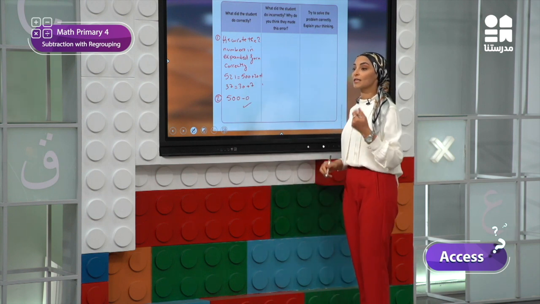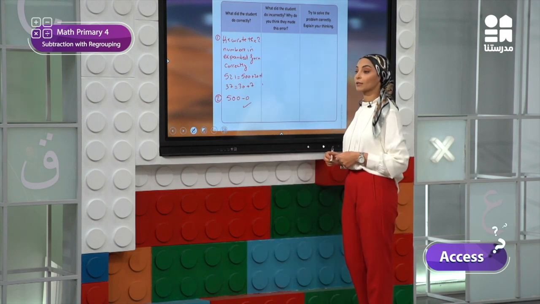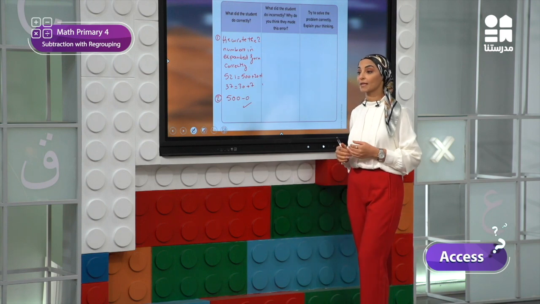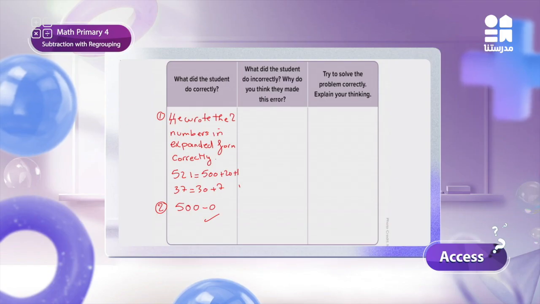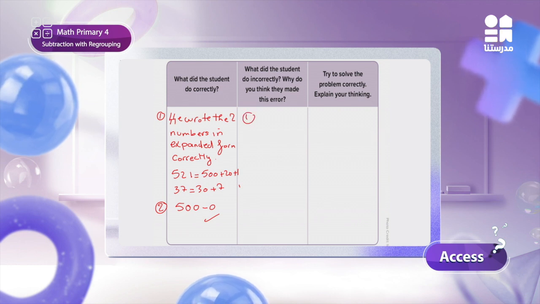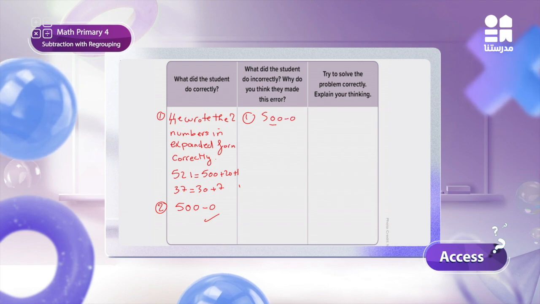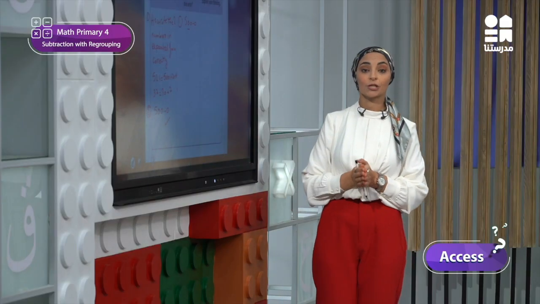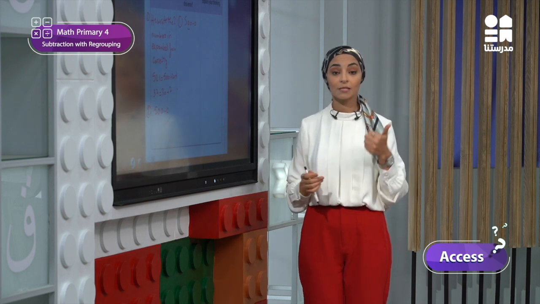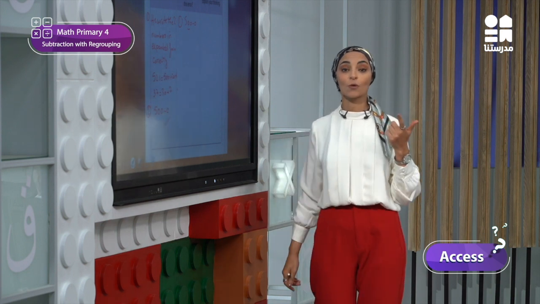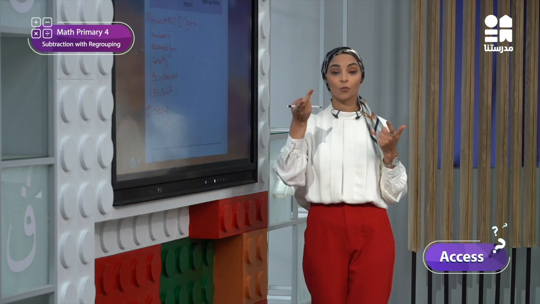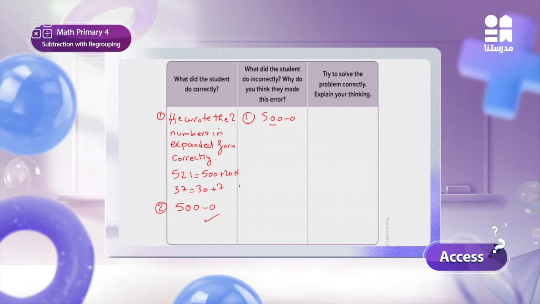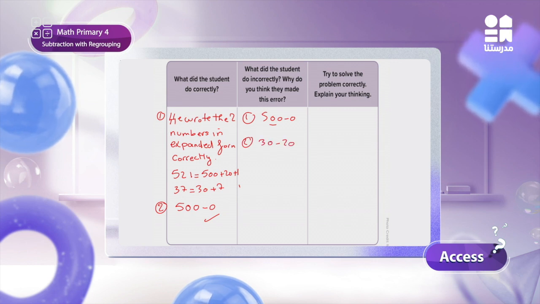Now what did he do incorrectly? What are the things he did wrong? Yes, he made more than one mistake. The first thing he did wrong is that he started from the 100. What did he do? He did 500 minus 0. He started with the 100. But in subtraction we should start with what? With the ones. Right. This is the first mistake. The second mistake was that he reversed the subtraction operation. He wrote 30 minus 20. Right? Is it right? No.